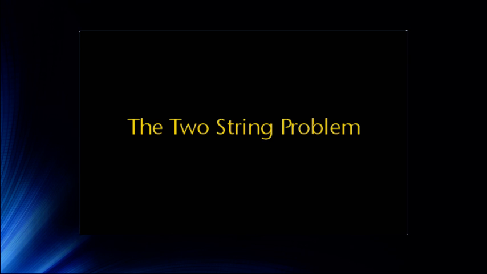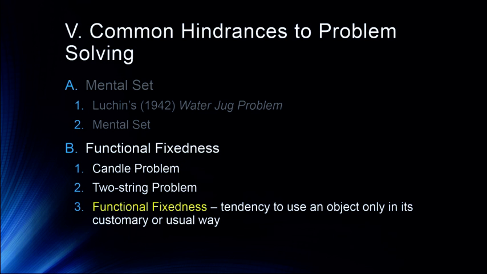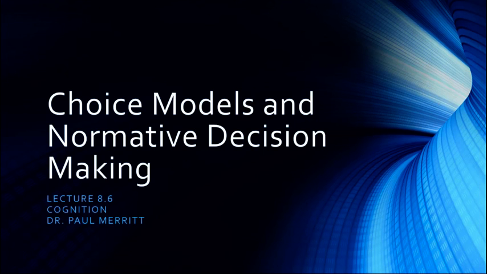The problem is, with functional fixedness, it's our tendency to use an object only in its customary or usual way. So we are fixated on that particular function, and so we don't think about using something in a different way. So these are some of the common hindrances to problem solving. In our next lecture, we're going to talk about choice models and normative decision making.